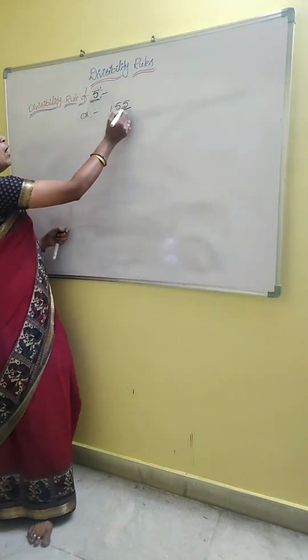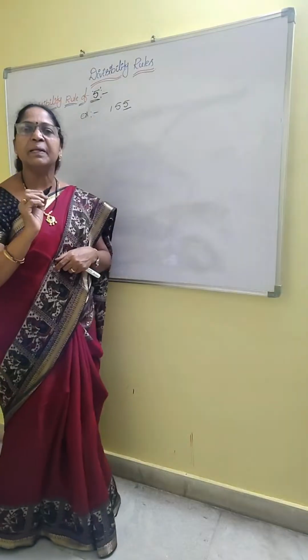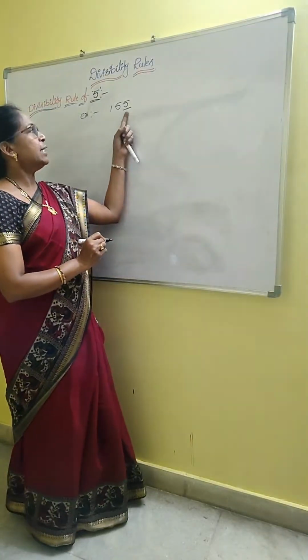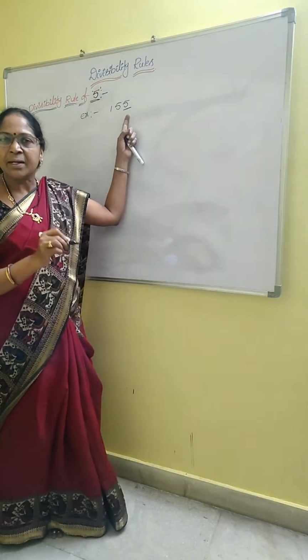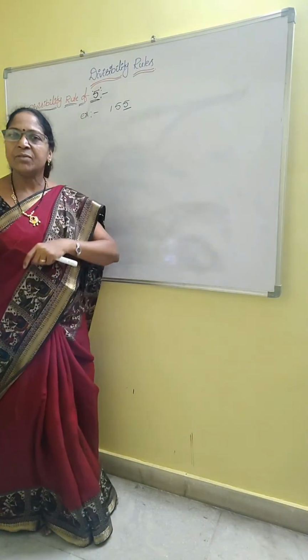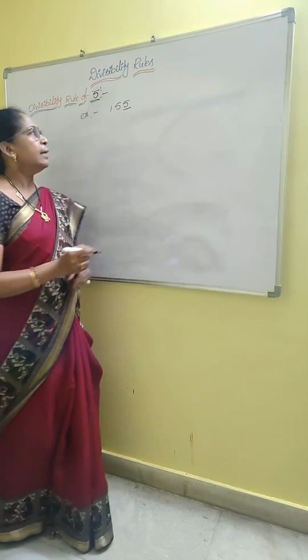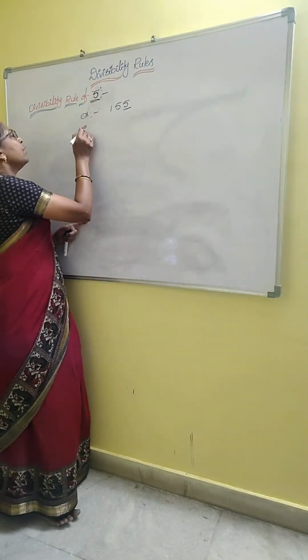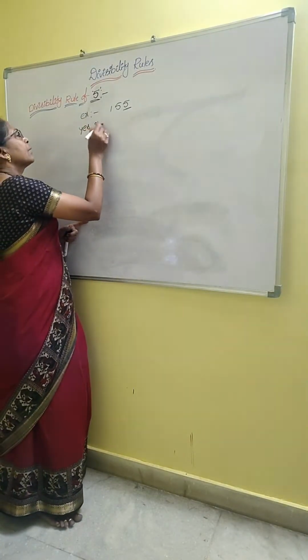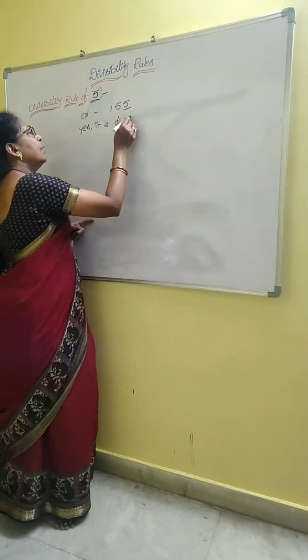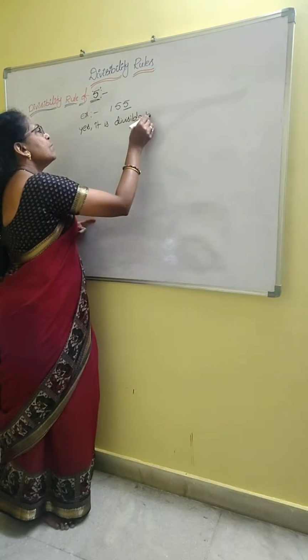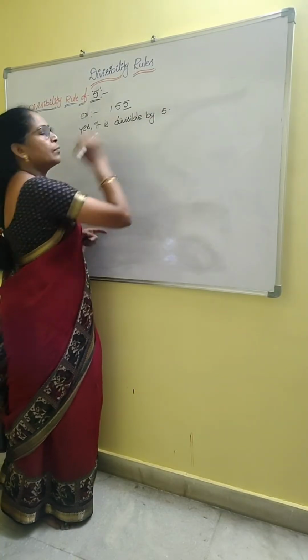That means here you have to consider the unit digit's place of the number. Here the unit digit's place of the number is 5. That means the given number is exactly divisible by 5. Yes, it is divisible by 5.